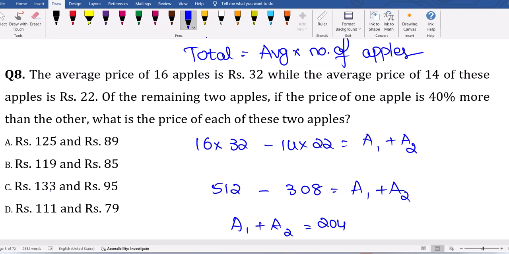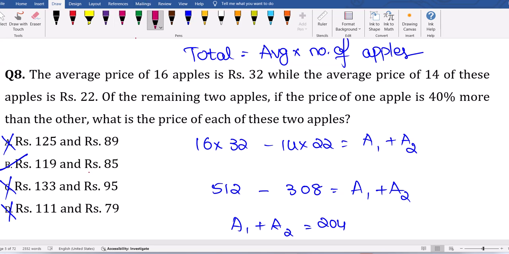So adding 204, no. This is 110 and 80, 190. This is 204, this is 214. So option B only, adding those two gives 204.